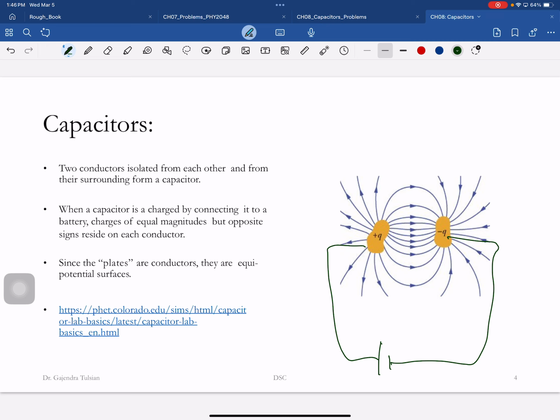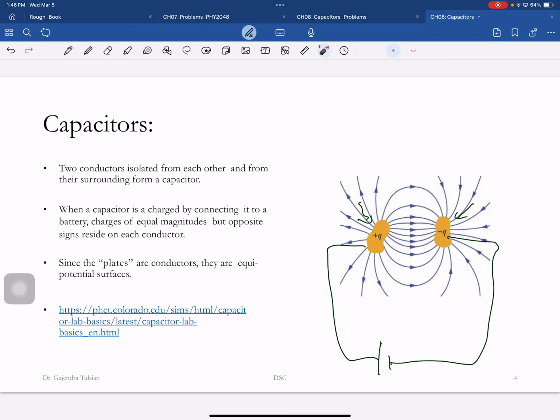And there'll always be equal and opposite charges on the two pieces of metal. If this has a charge of minus 10 coulombs, this will have a charge of plus 10 coulombs.